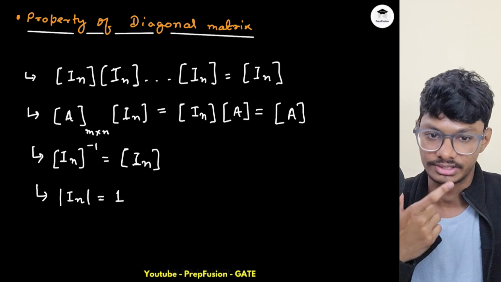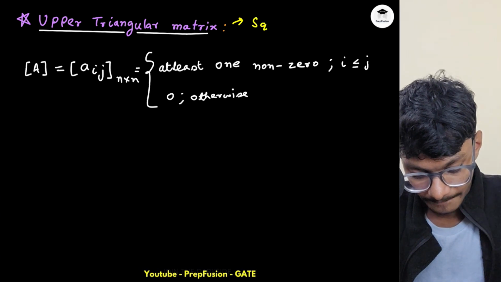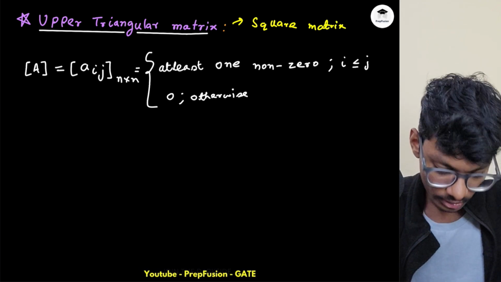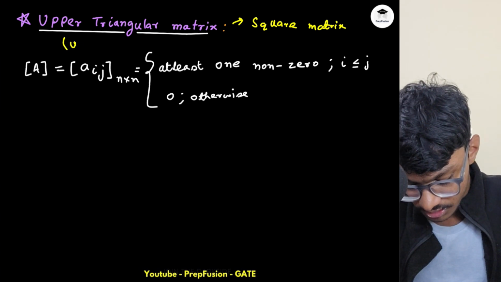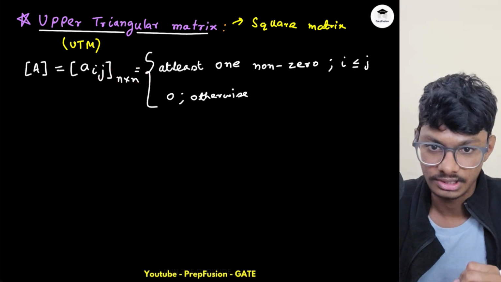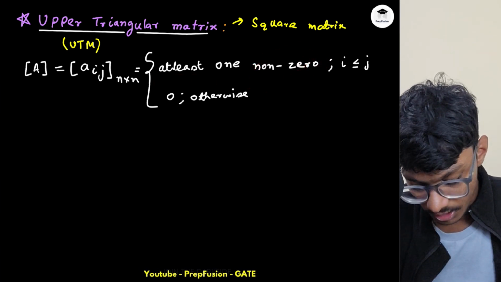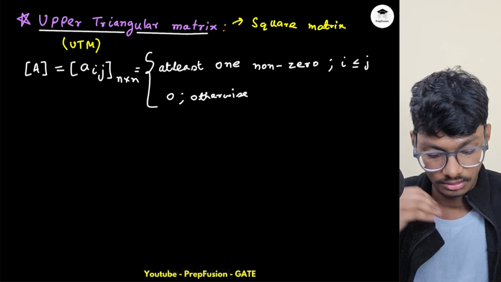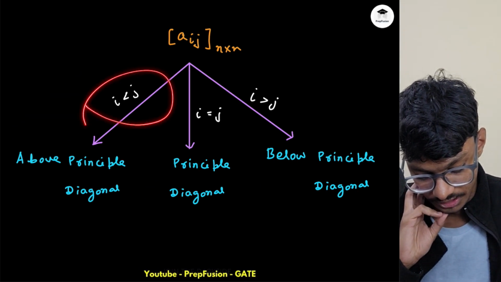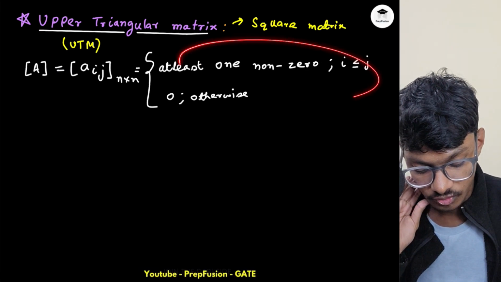Now the determinant of IN is 1, I already explained that. Now let's learn about the upper triangular matrix. This will also be a square matrix, also known as UTM. A equals Aij, n cross n. Here at least one element should be non-zero. What do we mean by at least? Basically i less than or equal to j. I less than or equal to j was the region above the principal diagonal. So above the principal diagonal, at least one of the elements should be non-zero.